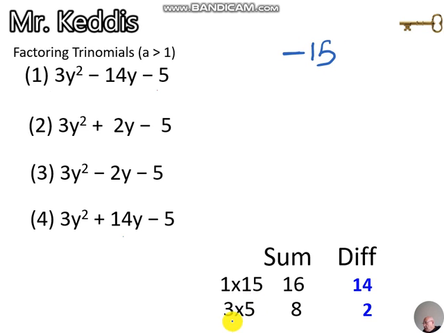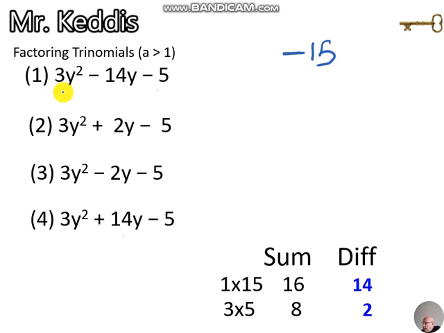1 times 15 and 3 times 5. This is the sum and this is the difference. Because this is negative, I look under the difference. And here is 14, 14 corresponding to what? Corresponding to 1 times 15, but here is 2. All of them are negative 15. I look for 2. 2 corresponding to what? To 3 and 5. In this one here, number 2 and number 3, I'm going to use 3 and 5. In number 4, I'm going to use 1 and 15 because it's 14.